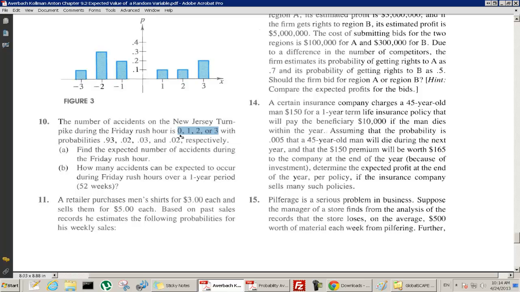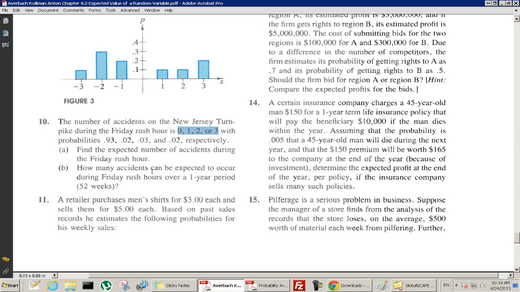The probability that we have no accidents is 93%. The probability that we have one accident is 2%, and so on. This might come from past records. Find the expected number of accidents during the Friday rush hour. So what do you do again? You define a random variable, which is what? The number of accidents, and this random variable can take on the values 0, 1, 2, and 3 with probabilities like this. So you just multiply this times that, and that times that.